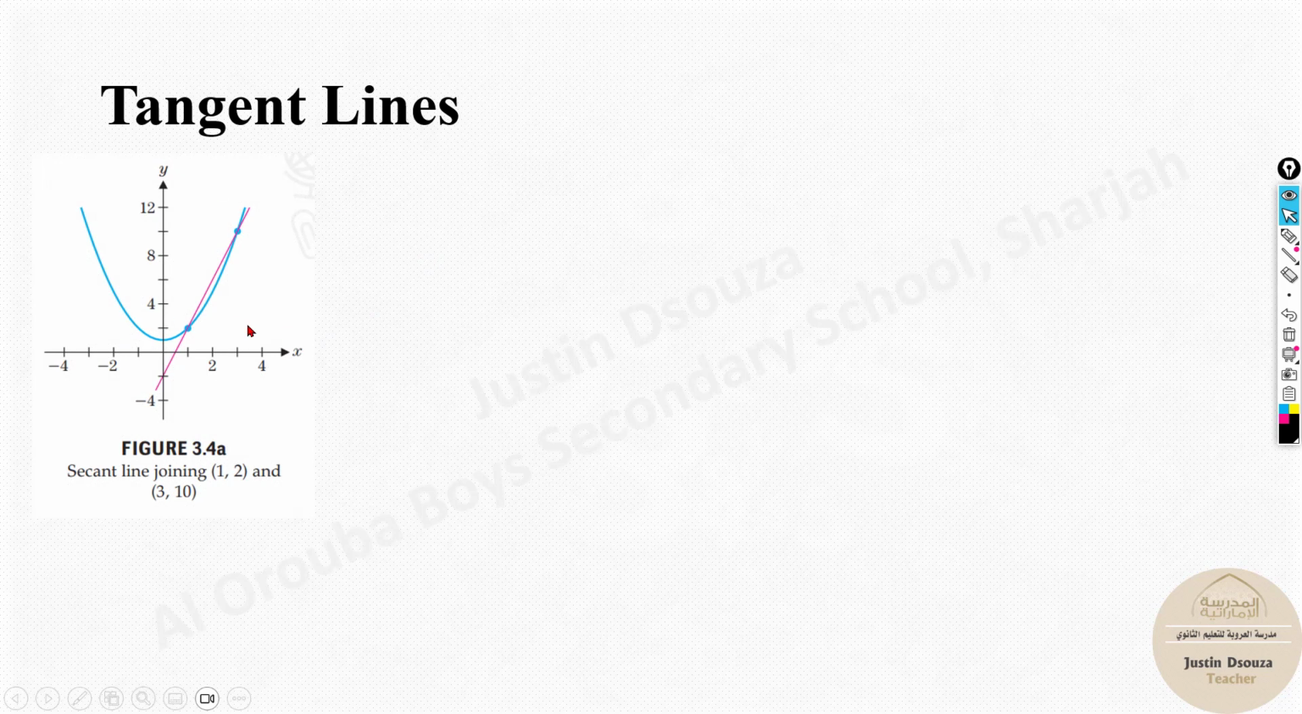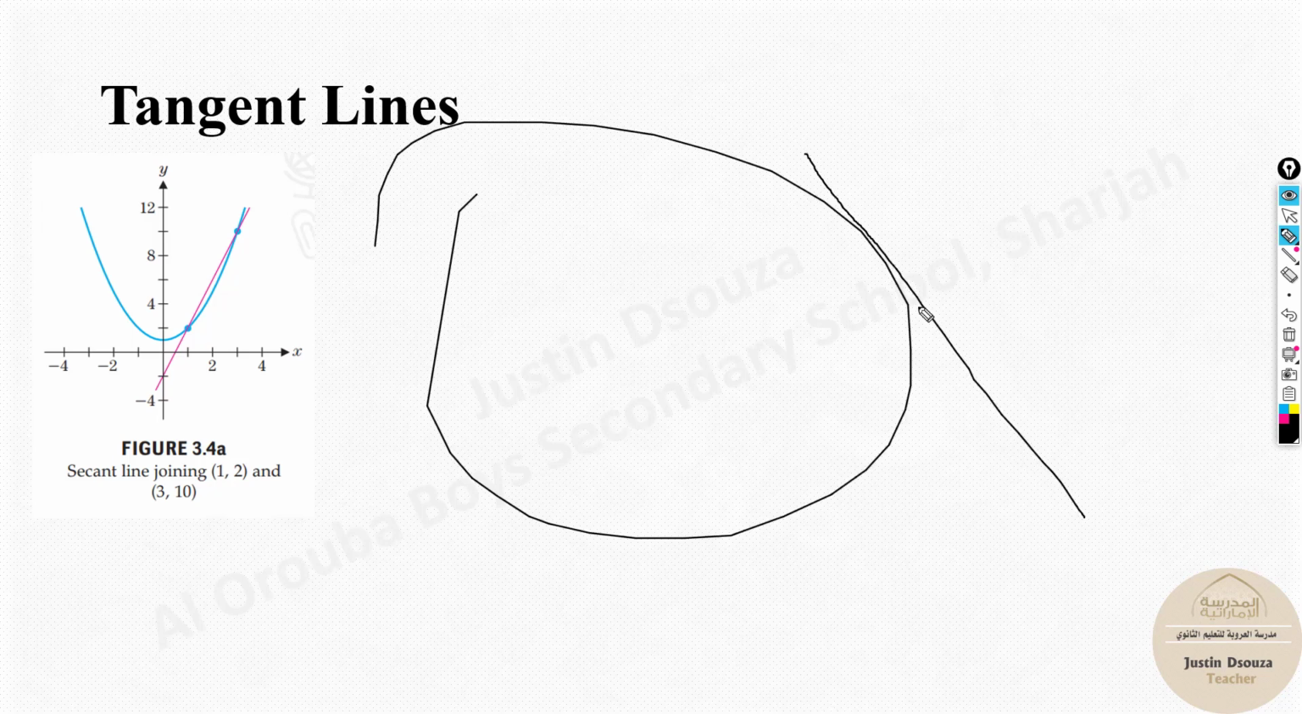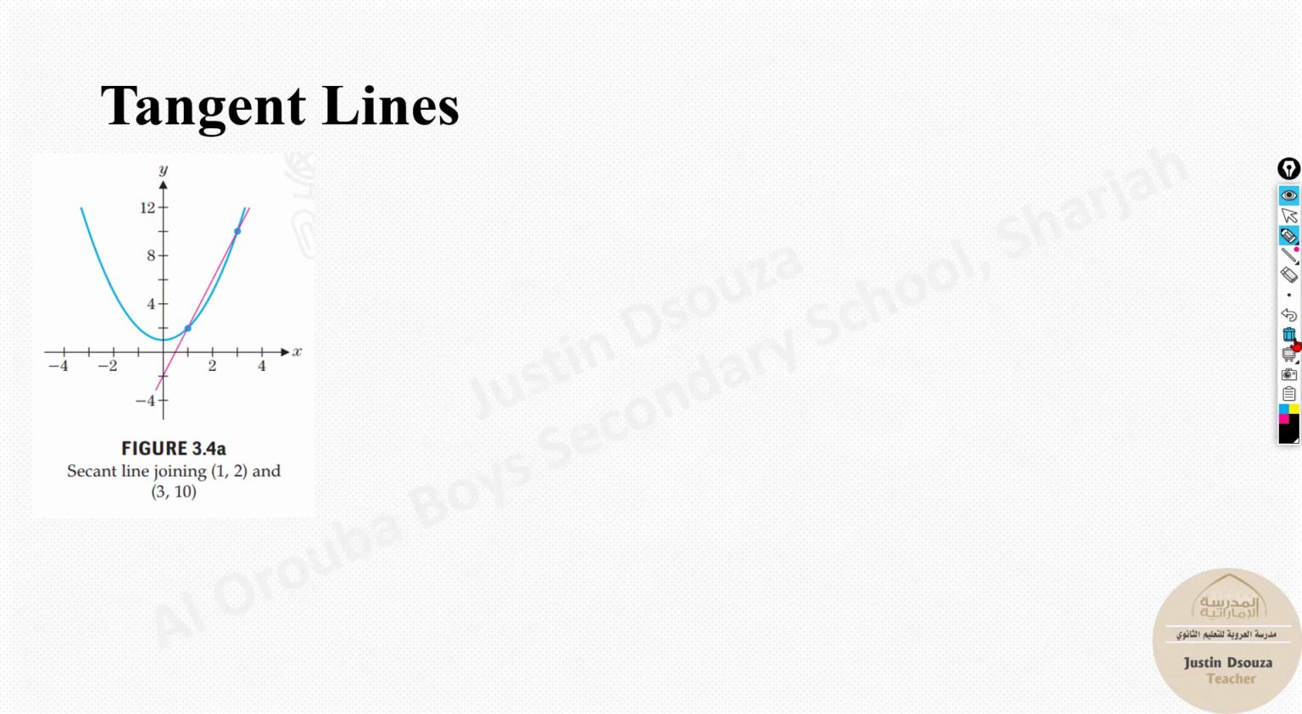Now let us look at this figure. Is this a tangent line? I'm sure if you remember the circles lesson in the previous grades, you will know a tangent is something that touches at the end, it should touch only exactly at one point of a curve or a circle or anything.